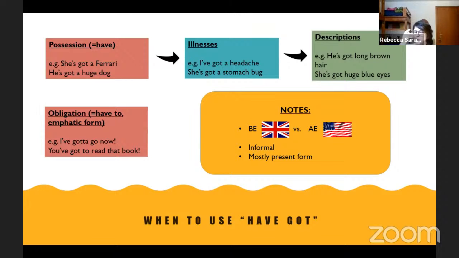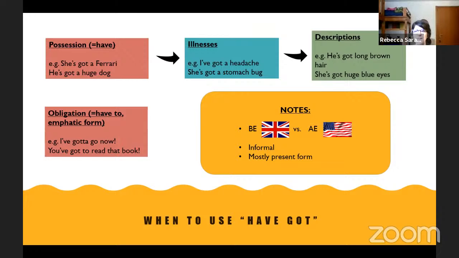A second thing you need to know is that it's usually used informally, and usually you just use it in the present form. Have got, that is. So you won't likely hear have got in the future or in the past. It's usually just for the present.